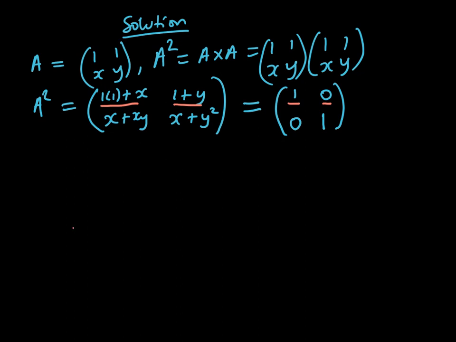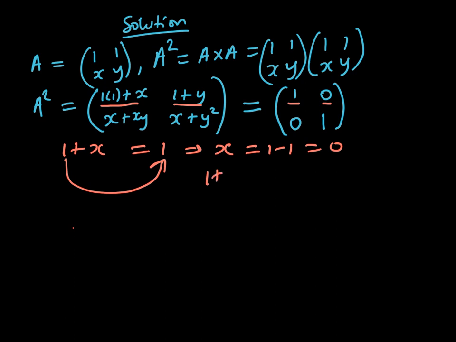So we have 1 plus x must be equal to 1, meaning that x is equal to 1 minus 1, which is equal to 0. What I do is take the 1 to the other side, and 1 minus 1 is 0. Then I also have 1 plus y is equal to 0. So what does it mean? This means that y equals 0 minus 1, and therefore y equals -1.